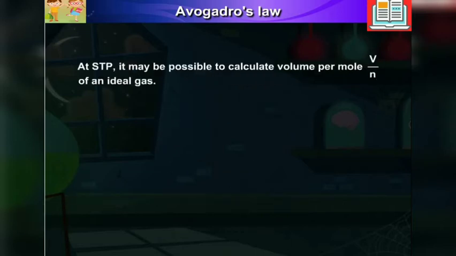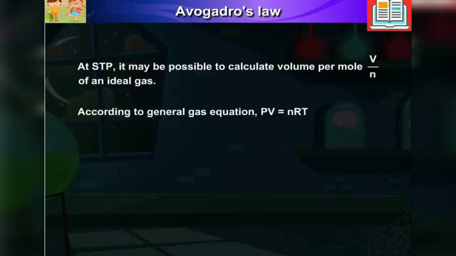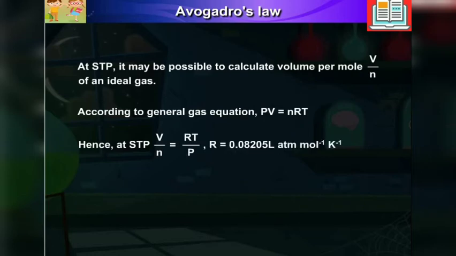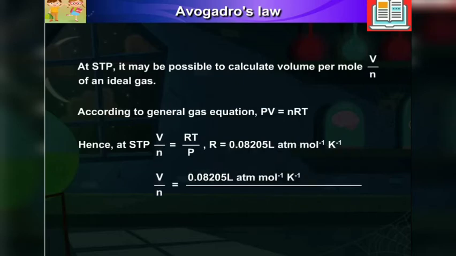At STP, it is possible to calculate the volume per mole, V upon n, of an ideal gas. According to the general gas equation, PV equals nRT. Hence, at STP, V upon n equals RT upon P, where R equals 0.08205 liter atmosphere per mole per Kelvin. V upon n equals 0.08205 liter atmosphere per mole per Kelvin into 273.15 Kelvin upon 1 atmosphere, equals 22.4141 liters per mole.